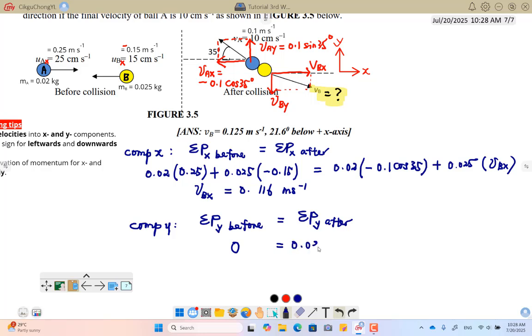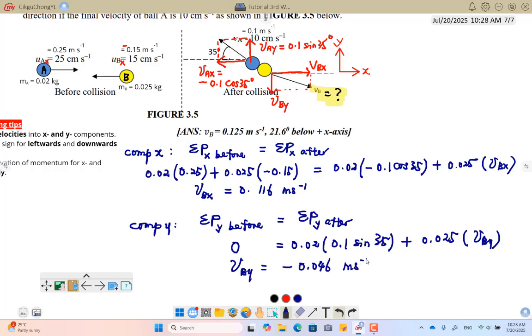So we have 0.02 for ball A. The final velocity for ball A after collision, component Y, is 0.1 sin 35, plus ball B 0.025 VBY. So I do the calculation, I'll get VBY will be negative 0.046 meter per second. So the negative sign in the answer tells us that along the Y direction, ball B is moving downwards.